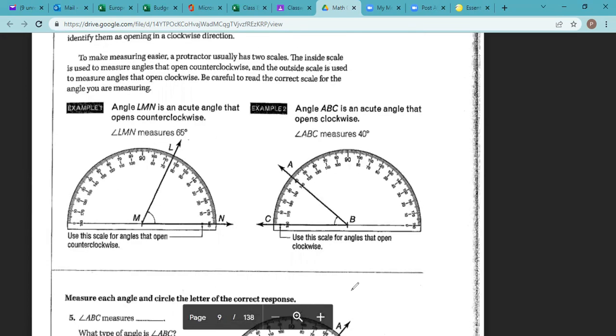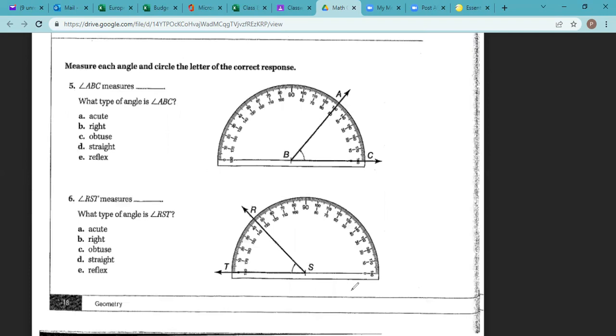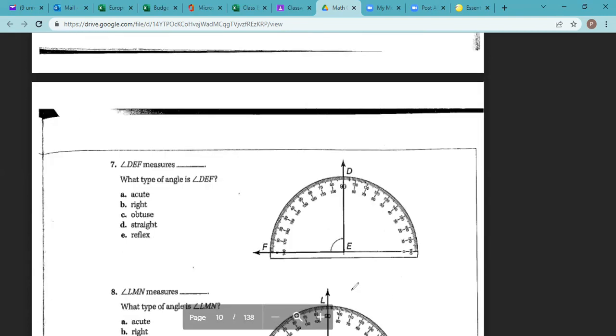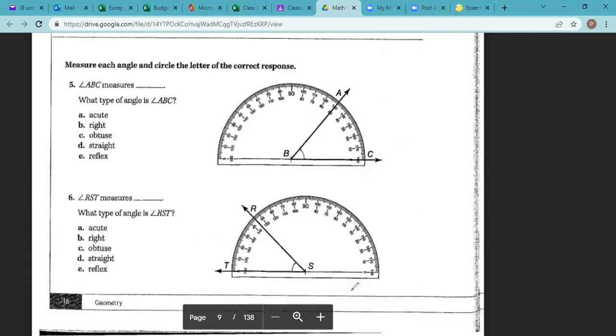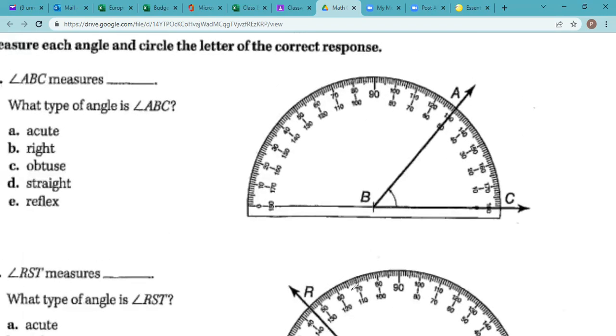I'm actually going to skip this top part. You can read it on your own, but what I'm going to do is go down here and explain it, okay? So let's see. I want to do both of these just in case. So what you're doing here is you're going to tell what type of angle you have and pick A, B, C, D, or E. And then you're also going to tell what is the degree, what is the measure of this angle.